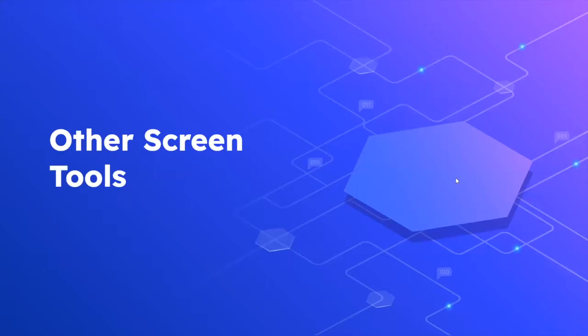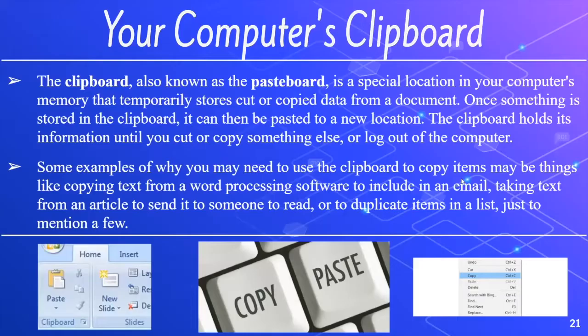Other screen tools. Another screen tool that is really often used is your computer's clipboard. Basically, the clipboard, also known as the pasteboard, is a special location in your computer's memory that temporarily stores cut or copied data from a document. Once something is stored in the clipboard, it can then be pasted into a new location. The clipboard holds its information until you cut or copy something new, or log out of the computer.